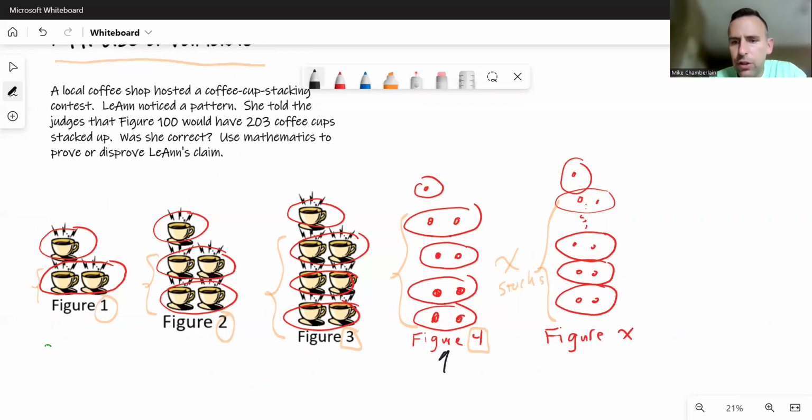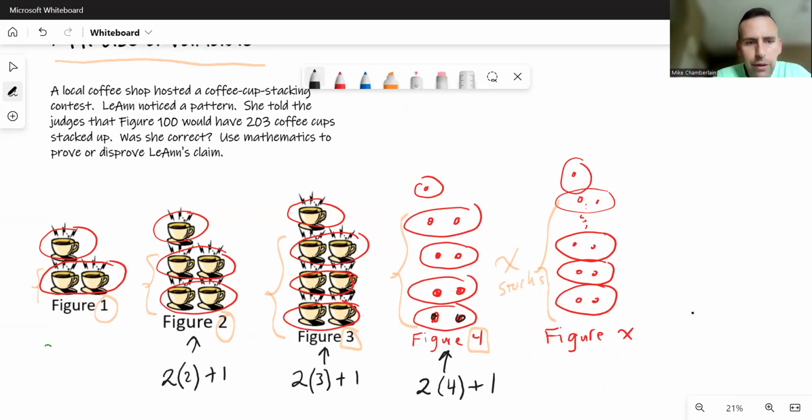Like how could you count efficiently the ones in figure 4? Well, you have 2 times 4 plus 1. Where did you get that? Well, you have 2, and then you have 4 stacks or 4 rows of 2. So 2 is the number of coffee cups in those little ovals that I drew, and 4 is the number of stacks. In figure 3, you might notice that it's 2 coffee cups in each row times 3 rows plus 1. In figure 2, it's 2 coffee cups in each row times 2 plus 1. And that would actually work here. It's 2 times 1 plus 1.